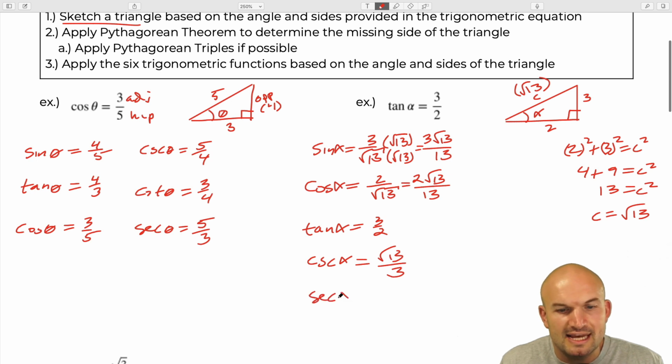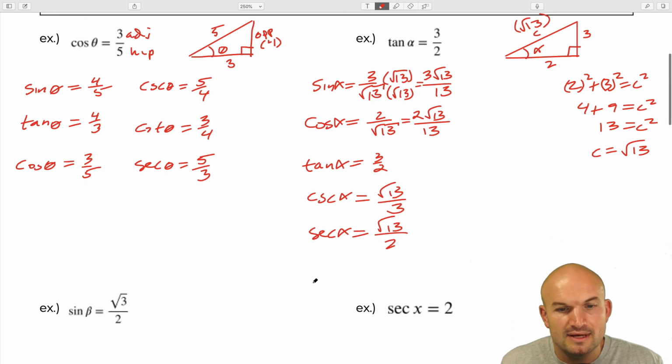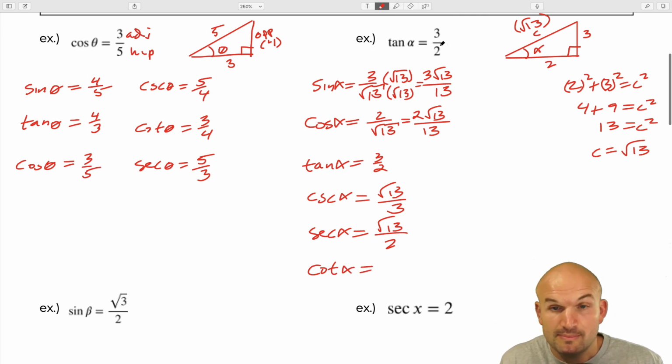Then you could do the secant of alpha. That's going to be hypotenuse over adjacent. I think I said that wrong last time. I'm speaking wrong. Gotta be careful. Slow down. So opposite over adjacent. And then we have the good old cotangent of alpha, which is going to be just the reciprocal of tangent. So that's going to be 2/3.